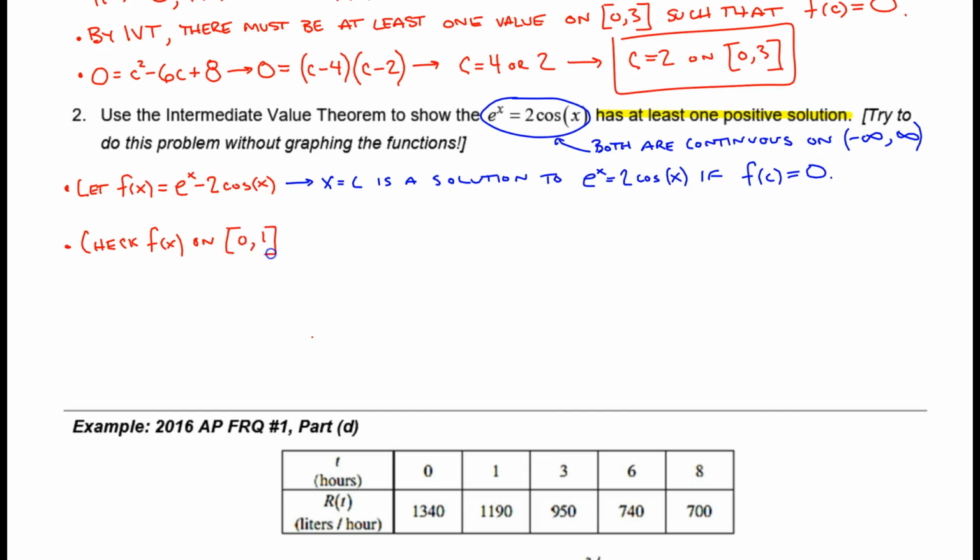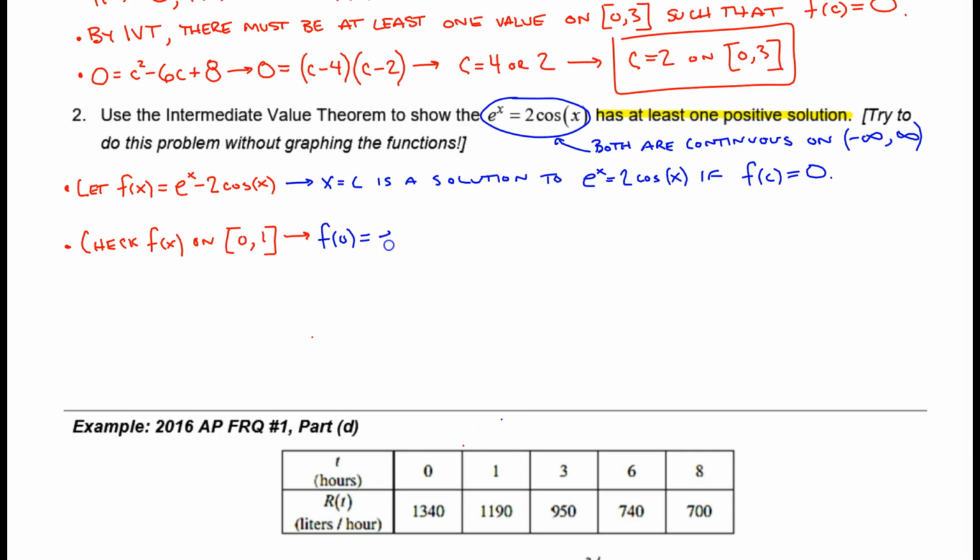Now I know what you might be thinking to yourself: 0 is not a positive number. It's neither positive nor negative. That's okay. We're going to choose that as our left endpoint just to help us have a place to start. So if we check the function on this interval, we're going to look to see what the output of the function is at both of those endpoints.